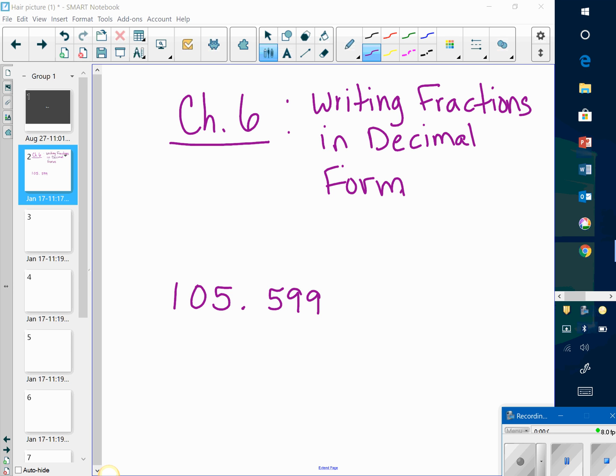Okay, this is the recording for Chapter 6, Writing Fractions in Decimal Form. After completing this chapter, you should be able to explain how decimal fractions are written, express in words the value of decimal fractions, express in numbers the value of decimal fractions that are given in words, and convert fractions to decimals. The main thing I'm going to work with you on in Chapter 6 is converting fractions to decimal form.